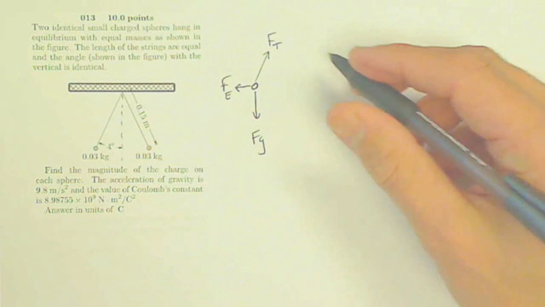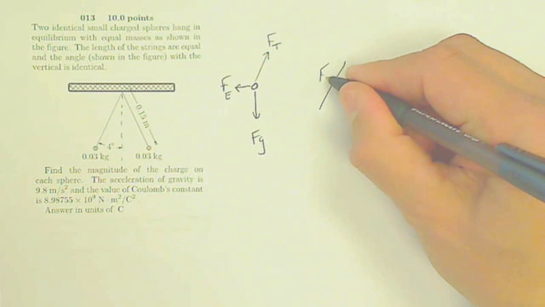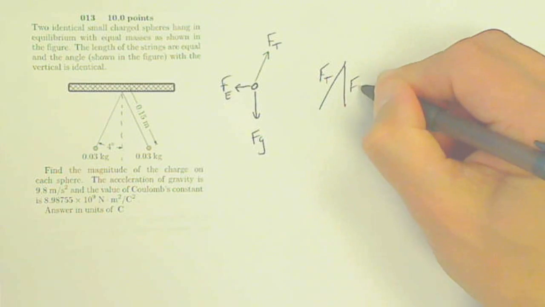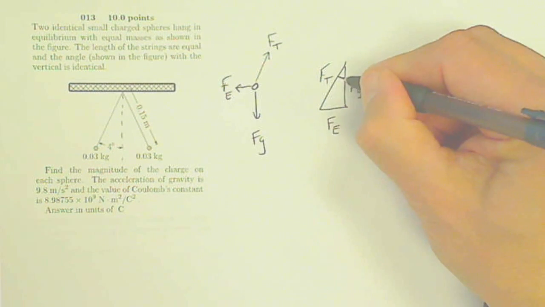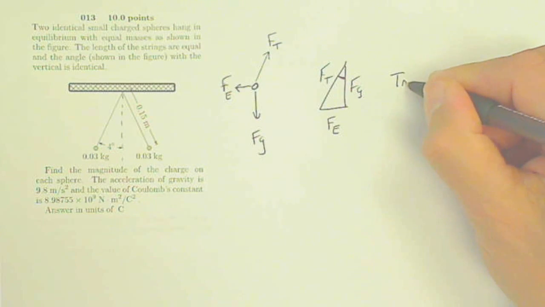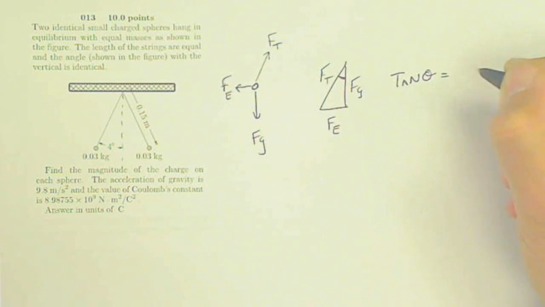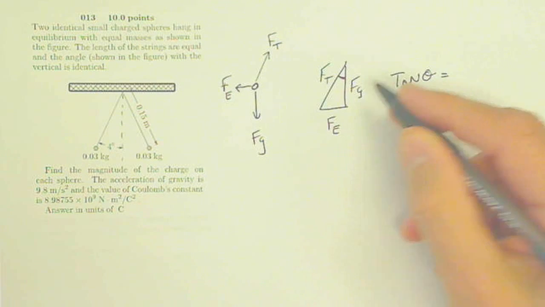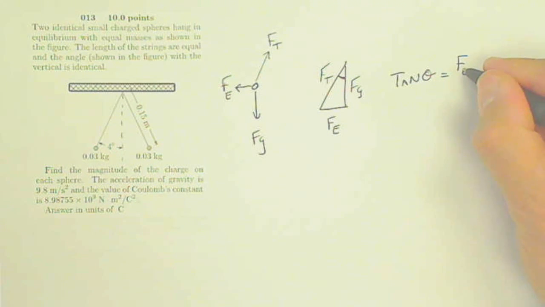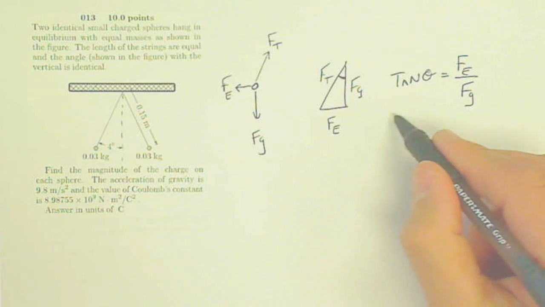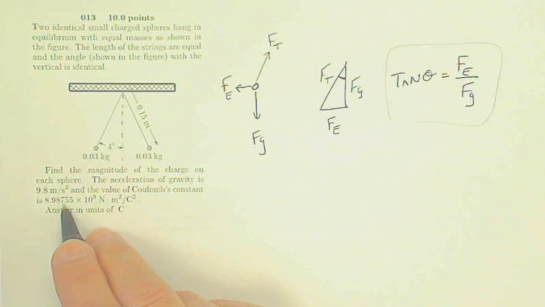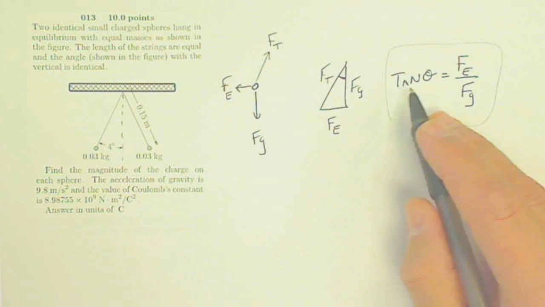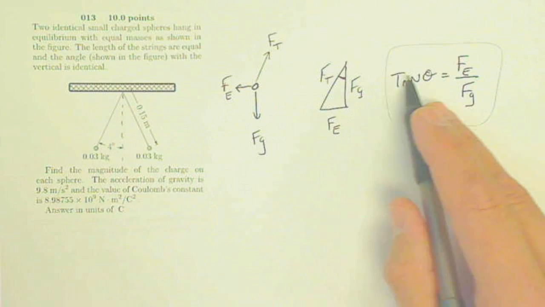So if I were to draw this triangle, I could have my force of tension here, my force of gravity here, and my force electric here. I'm given this angle, so I know that the tangent of the angle, opposite over adjacent, is going to be my force electric divided by my force gravity. I know my force of gravity because I've got my mass and the acceleration of gravity, so I know this one. My tan theta, I'm given my theta, so I know that one.